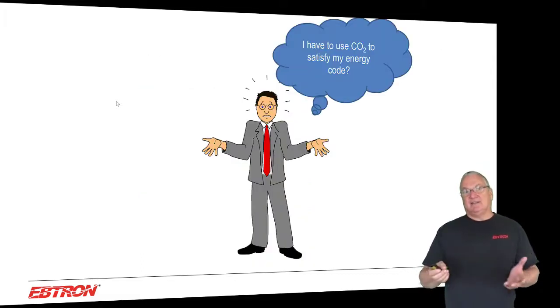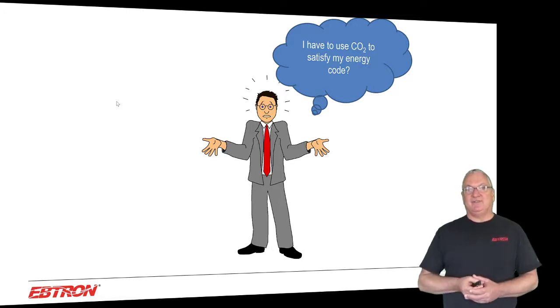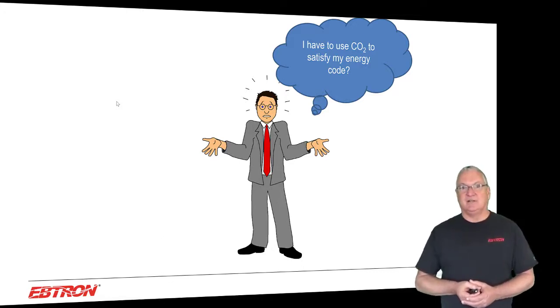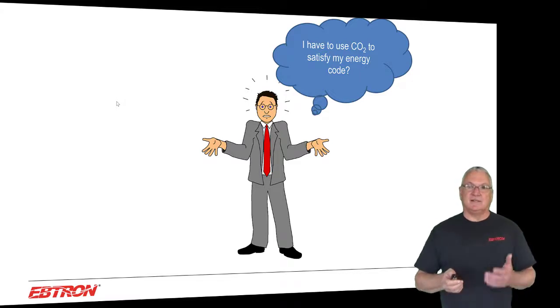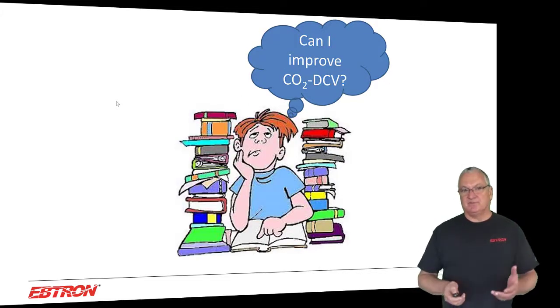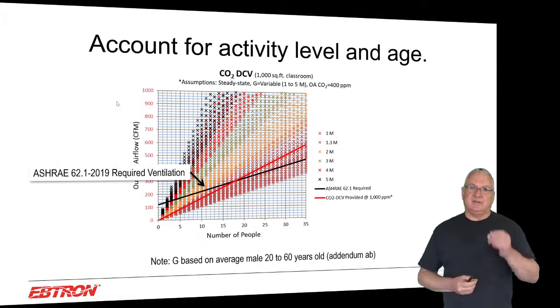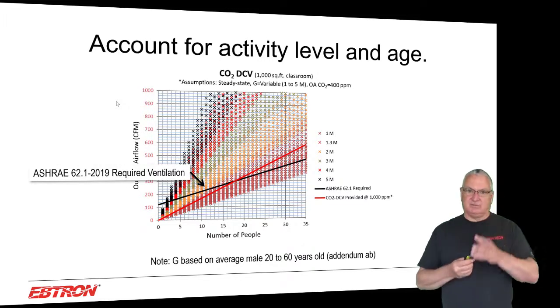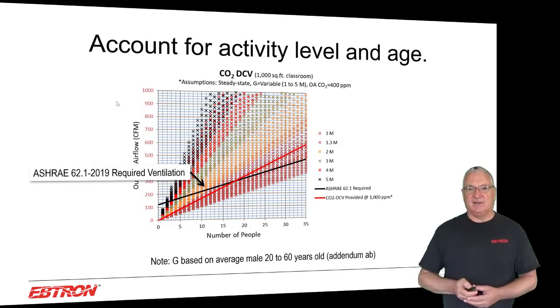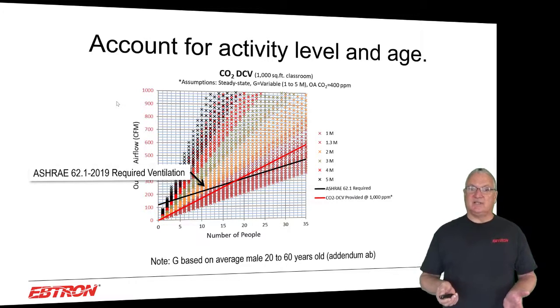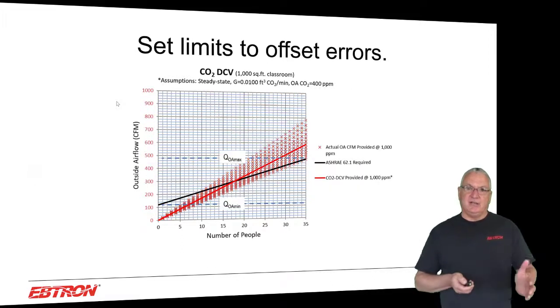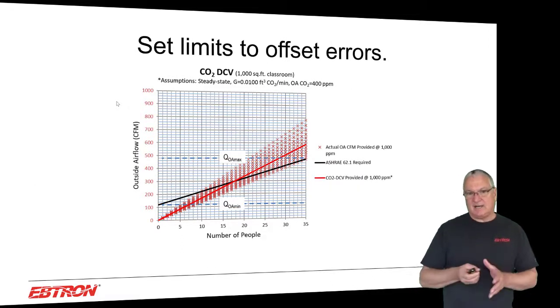So, getting down to this reason or agenda, you may have to use CO2 to satisfy your energy code. It's like, well, okay, if you do, let's at least make it better. Okay, can I improve it? The answer is yes, we can improve it. So the first thing you need to do, which is why I want to see Addendum D get approved, is you need to account for the activity level and the age. Now, if you have spaces that have wide variability in activity level and ages, it's going to be hard to do it with CO2. All right, but assuming you can do it, you're going to be able to get to some expected activity level.